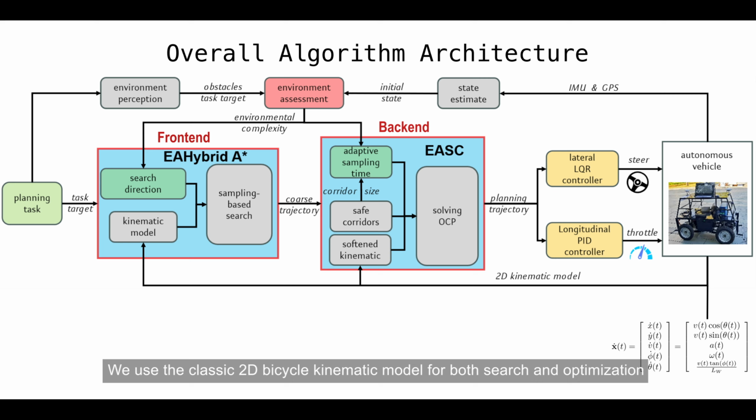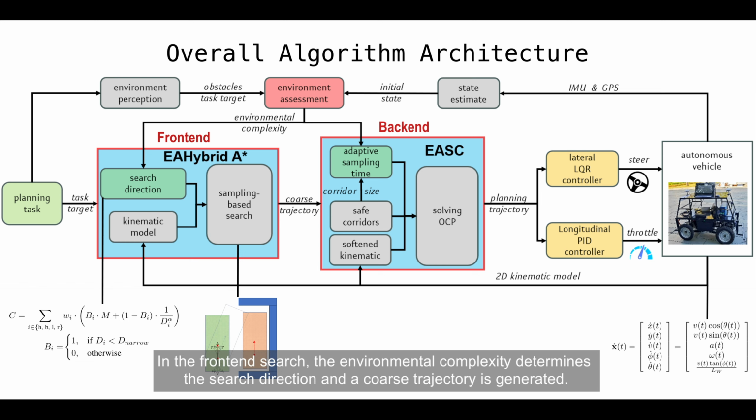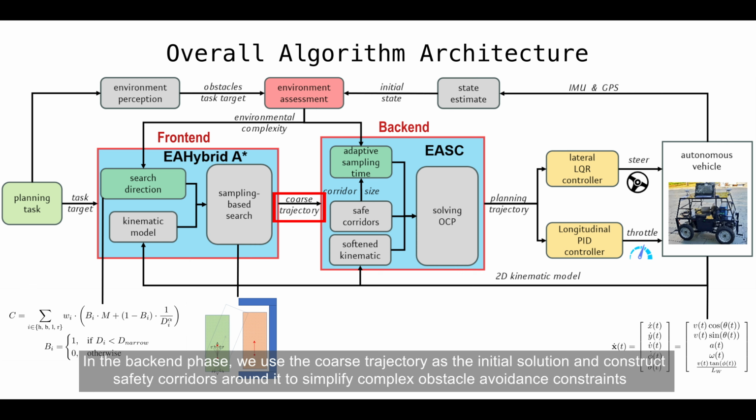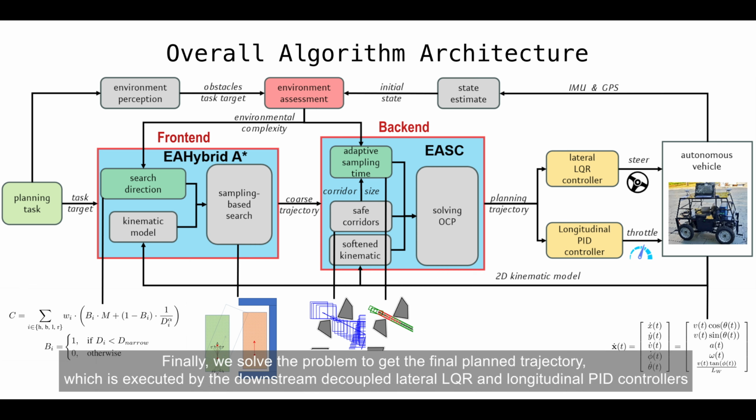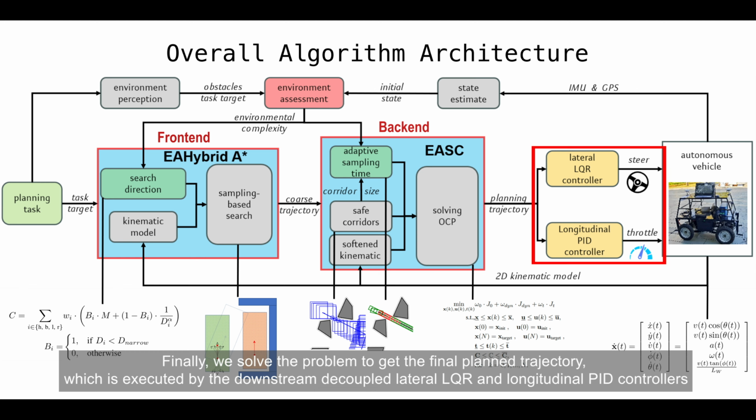We use the classic 2D bicycle kinematic model for both search and optimization. In the front-end search, the environmental complexity determines the search direction, and a course trajectory is generated. In the back-end phase, we use the course trajectory as the initial solution and construct safety corridors around it to simplify complex obstacle avoidance constraints. Additionally, we evaluate the environmental complexity along the trajectory using the size of the safety corridors, which guides the adaptive sampling time. Finally, we solve the problem to get the final planned trajectory, which is executed by the downstream decoupled lateral LQR and longitudinal PID controllers.